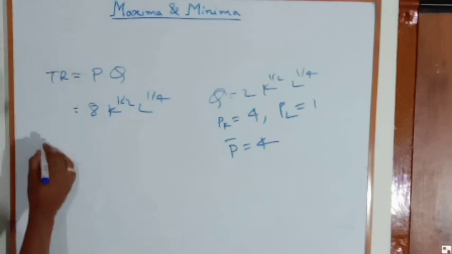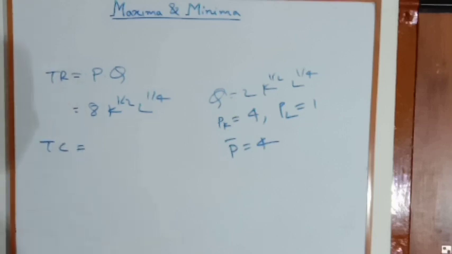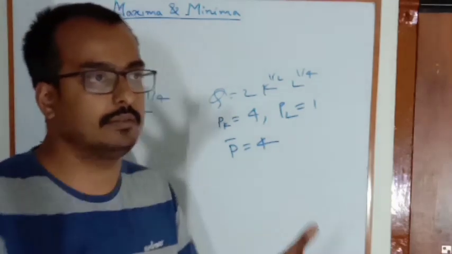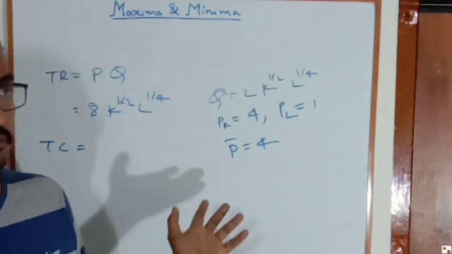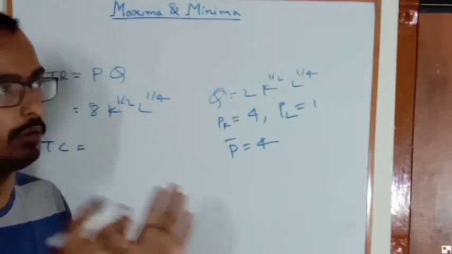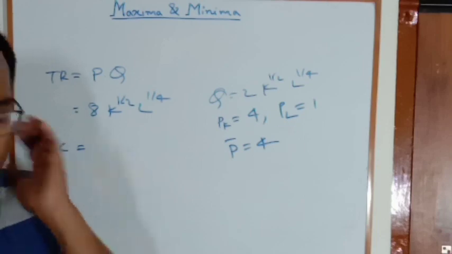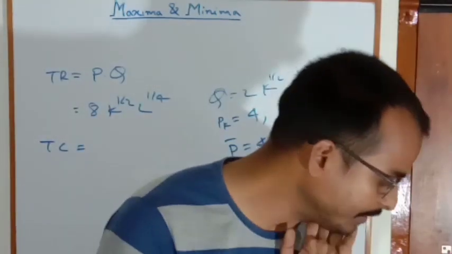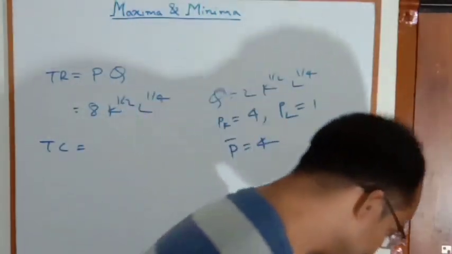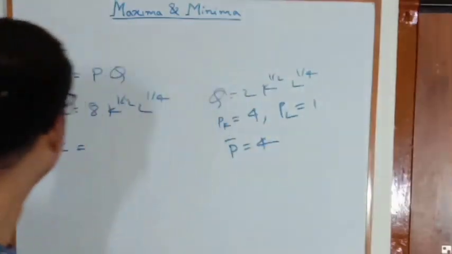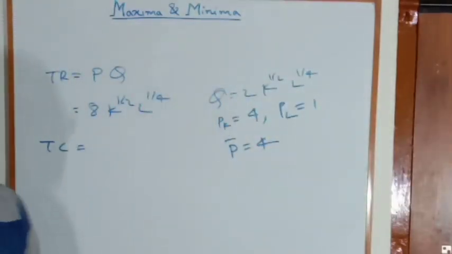But how do we get total cost? How do we get total cost? The cost function is not given. In the previous one, cost 1 and cost 2 were given, and we found the total cost. But here the cost function is not given. What to do now? The thing is that you have to understand what cost is.